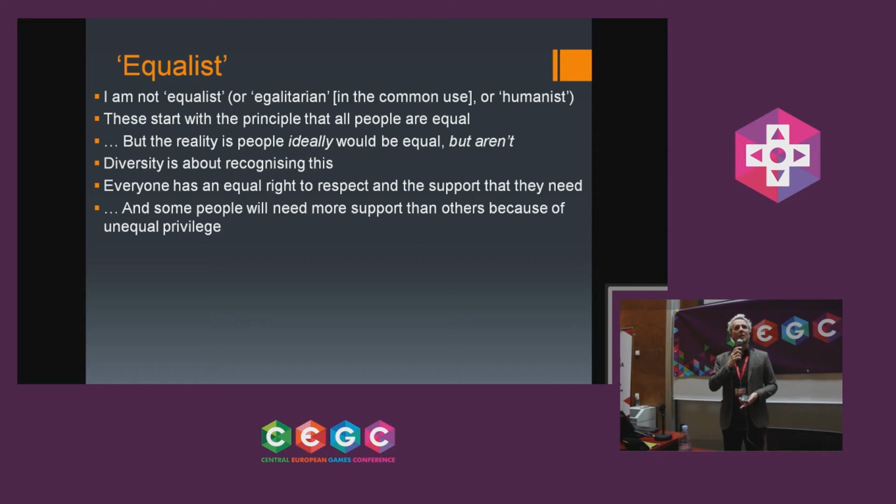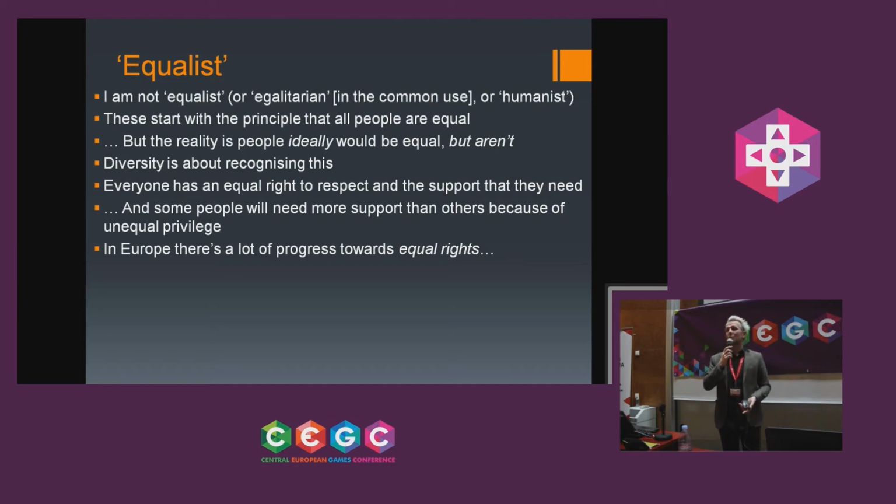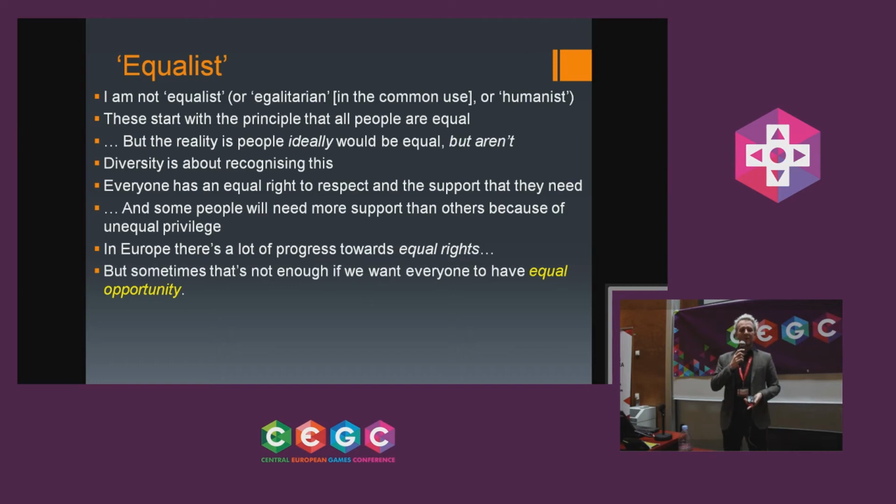We talked earlier today how these things affect you in different ways, and a privilege in one place could actually be a massive disadvantage somewhere else. So these things are complicated. And I think we're so used to having these kind of black and white Fox News kind of stories about this thing's bad and this thing's good. And we kind of go, well, maybe it's a lot more complicated than that. In Europe, there's a lot of progress towards equal rights. We're doing pretty well. But sometimes that's not enough if we want everybody to have equal opportunities. And I think this is a distinction which is worth making.